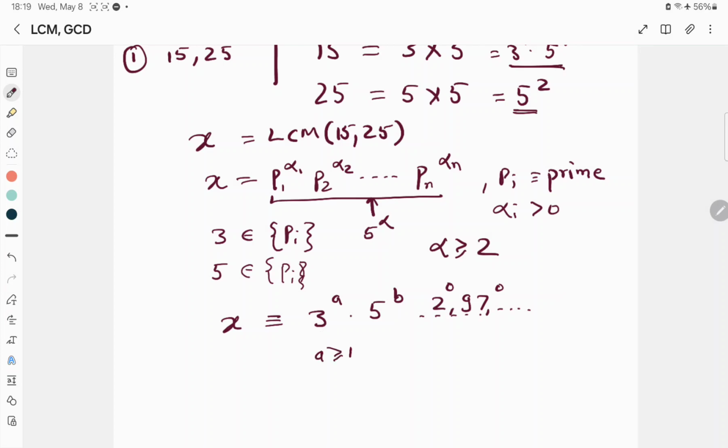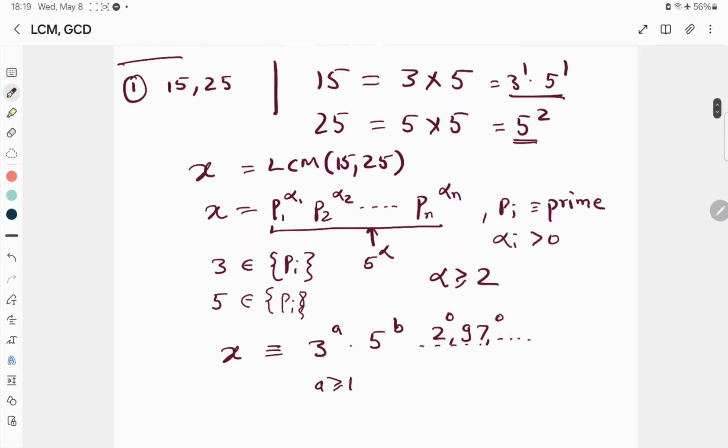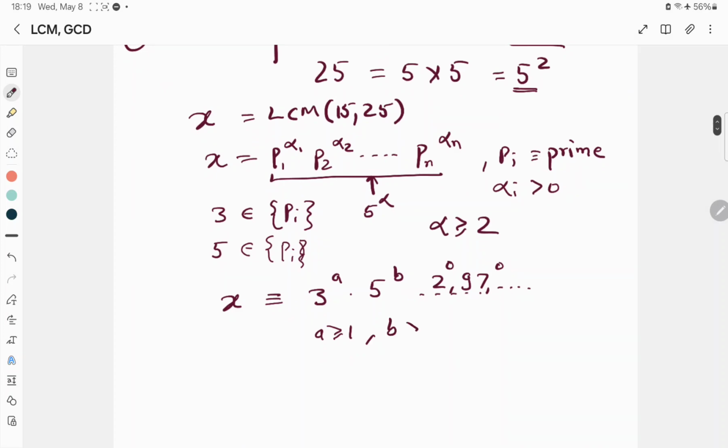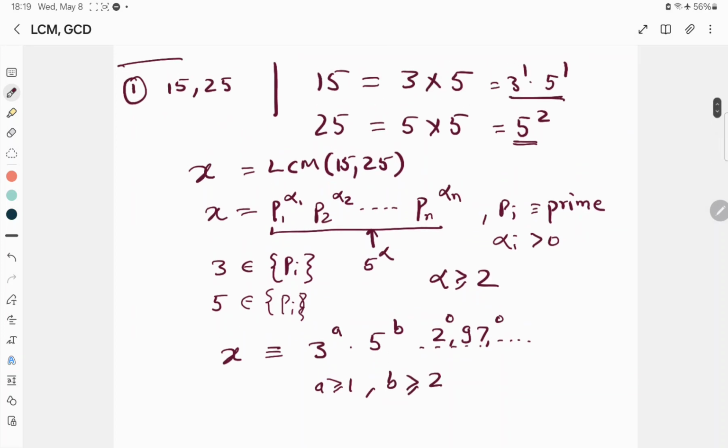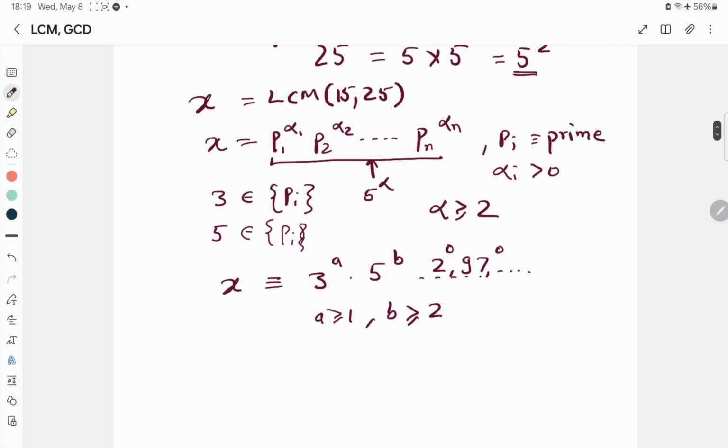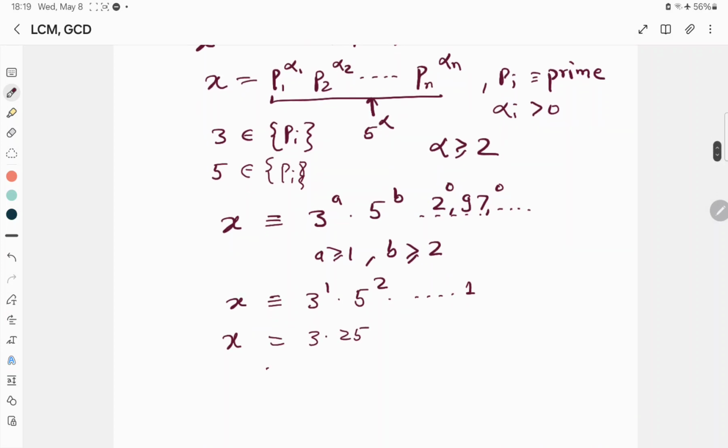We know that a has to be greater than or equal to 1 because there is a 1 in the exponent here, and b has to be greater than or equal to 2 because there is a 2 in the exponent, and otherwise the number will not be divisible by 25. So x is a number of the form 3 to the power 1 times 5 to the power 2, times all other primes with power 0, which is basically 1. So x has to be equal to 3 times 25, which is 75.